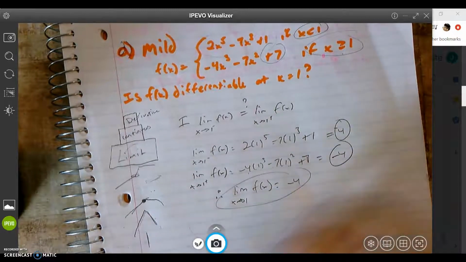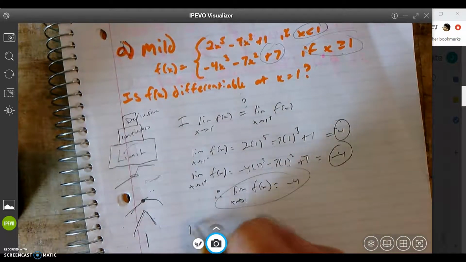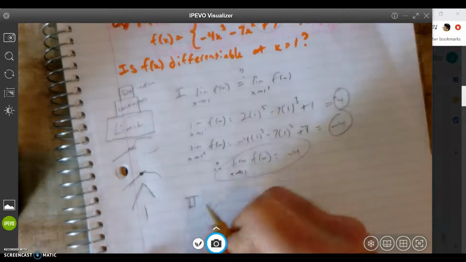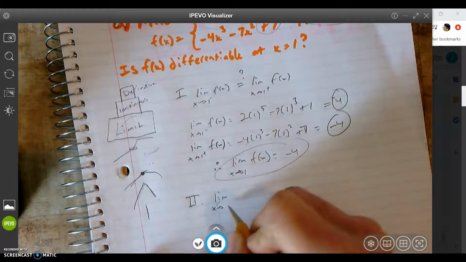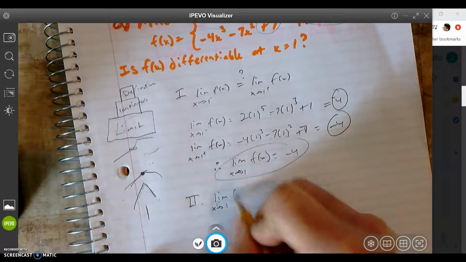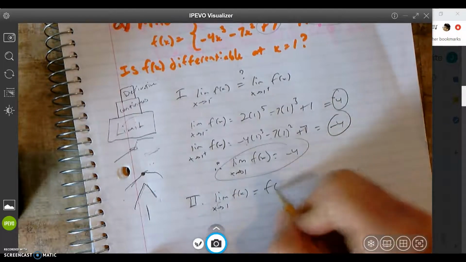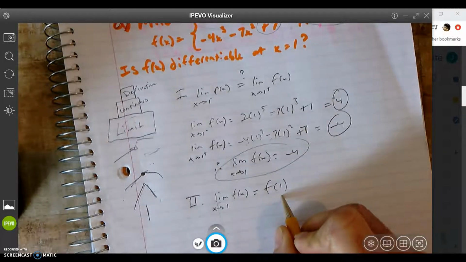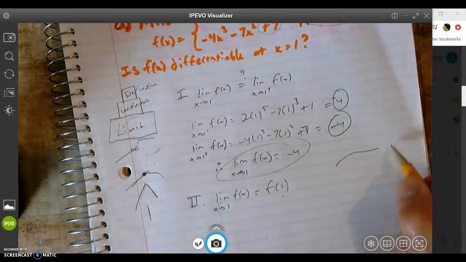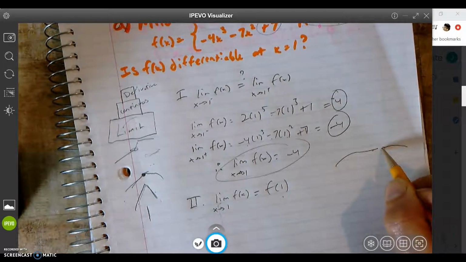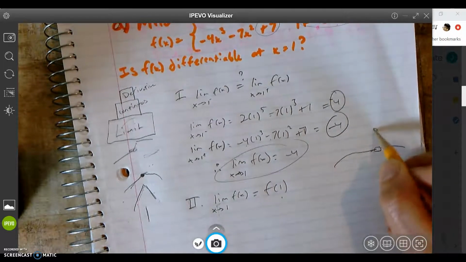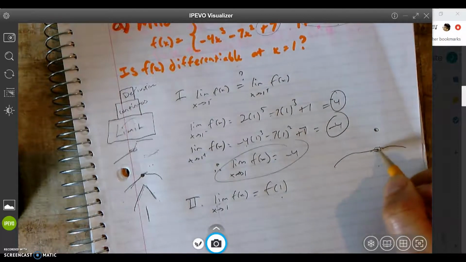Cool. So you're approaching negative 4 from both sides, but step 2: do we have a hole or not? I don't know, that's what we've got to find out. Does it equal the actual point, or is the point somewhere else? We're approaching negative 4 from the left and the right, we got that, but is the point up here or down here? It has to be right here at negative 4.